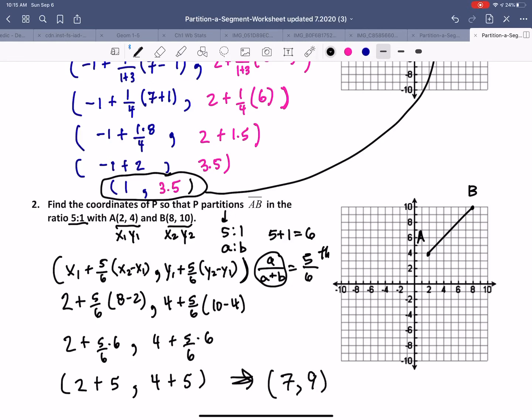Now let's look to see if this works. 7, 9. Ooh, that's exactly where we found it earlier. That's exactly where we thought it was, 5/6 of the way there. Cut it in 6 equal pieces with 1 left to go.